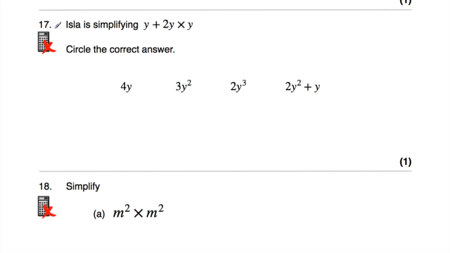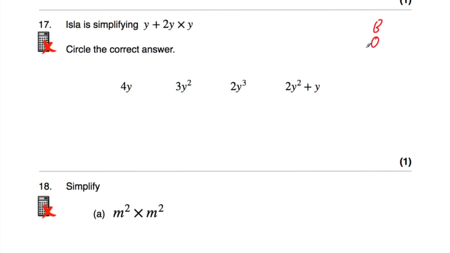Okay, let's have a look at our next question, question number 17. So question number 17 says, Isla is simplifying y plus 2y multiplied by y. And we've been asked to circle the correct answer. Now, it's very important whenever you're given a calculation like this to use the correct order of operations. And they are, any brackets? No.